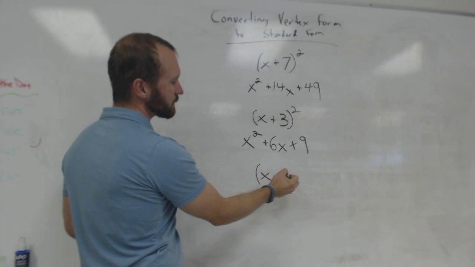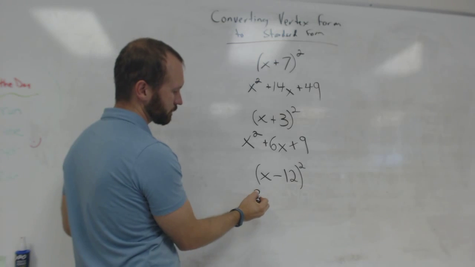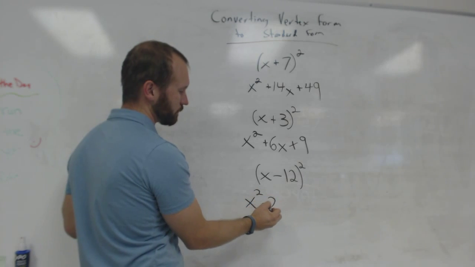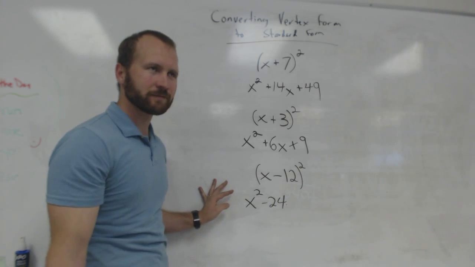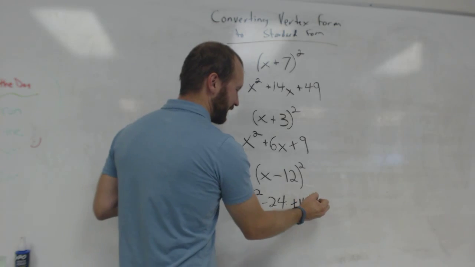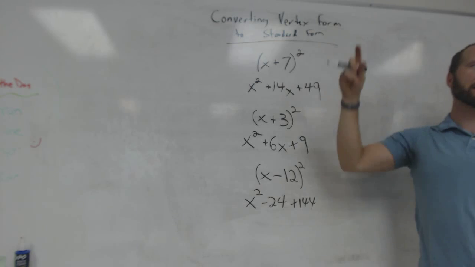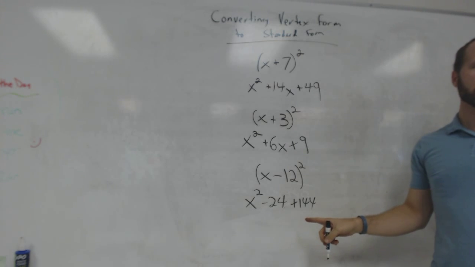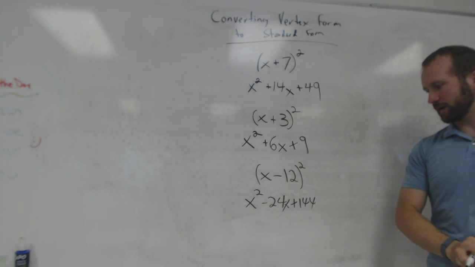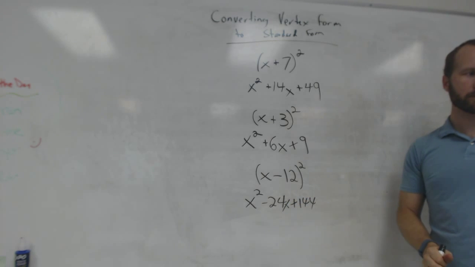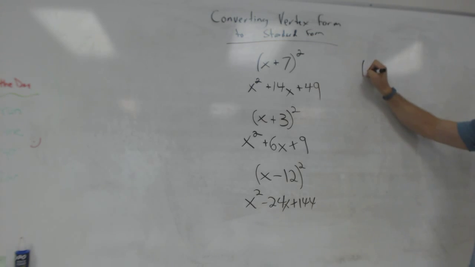(x minus 12) squared. First term. Second term. Minus 24x. Plus 144. Negative 144. Okay, this is what I heard. Raise your hand if you see what's missing. I need an x there, right?